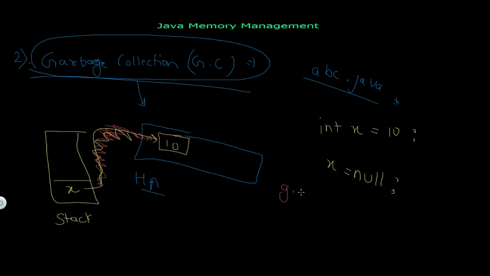Now once in a while, when garbage collection runs on this entire heap area, it will check if there is any object which is not reachable or which has no reference to it. In this case, after this line executes in our program, the garbage collection can see that this is lying around and has no reference to it, or it is not reachable, so it will just delete this memory. So this is the only thing garbage collection does.